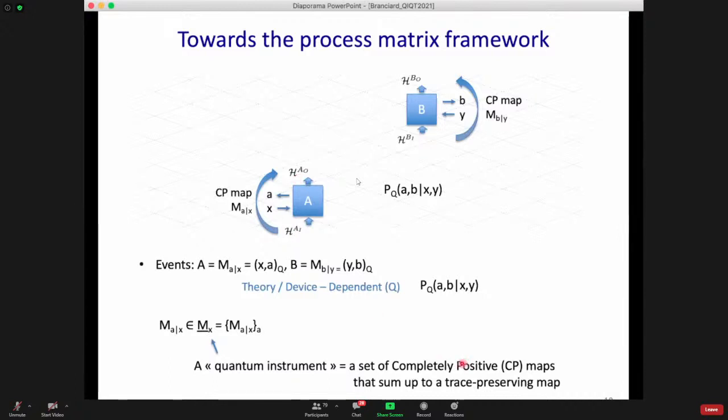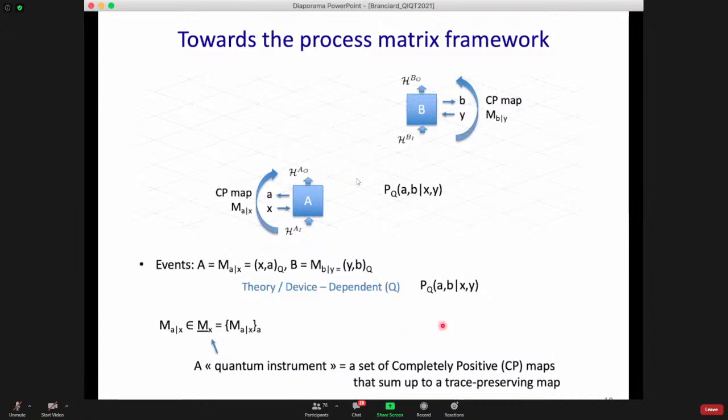It's positive if, whenever the input operator is positive, the output operator is also positive. This is what positive means. And it's completely positive when you can apply this operation onto only part of an entangled state, for instance, and this remains positive. So these are really the general operations that are allowed by quantum theory.